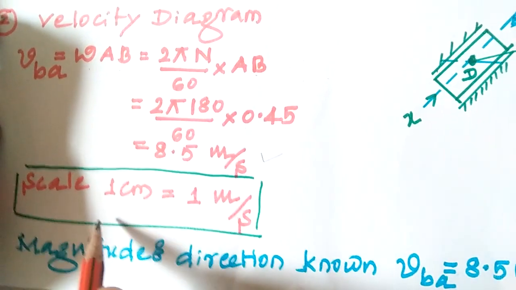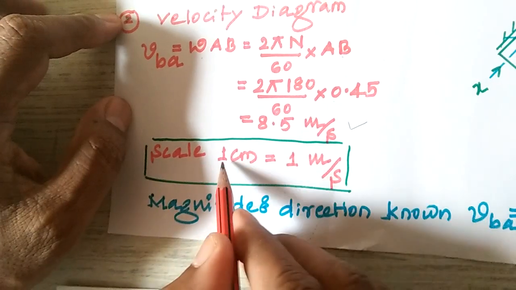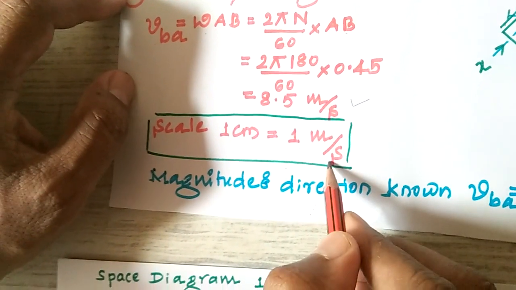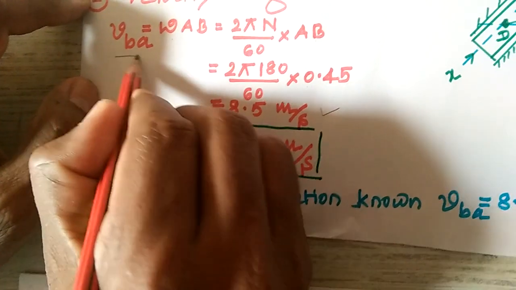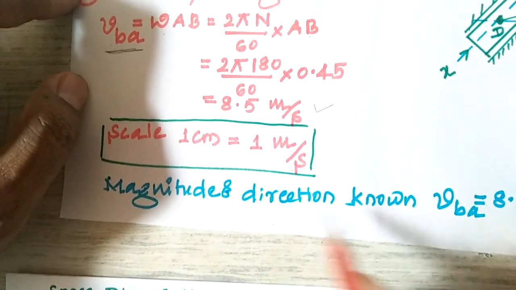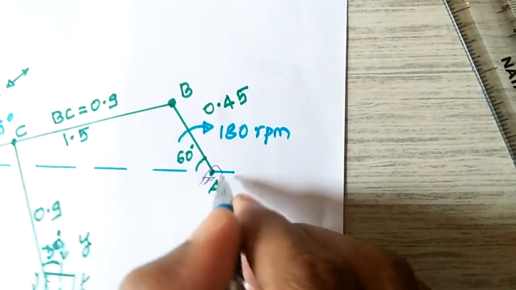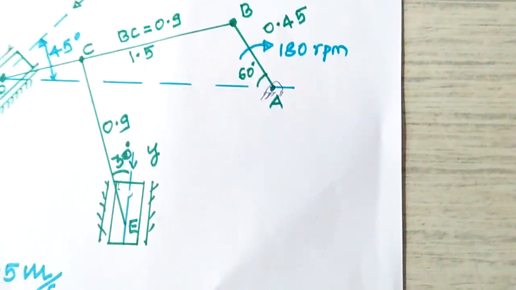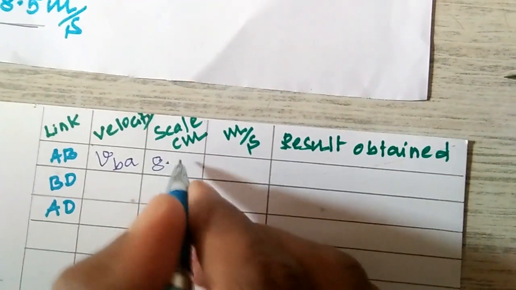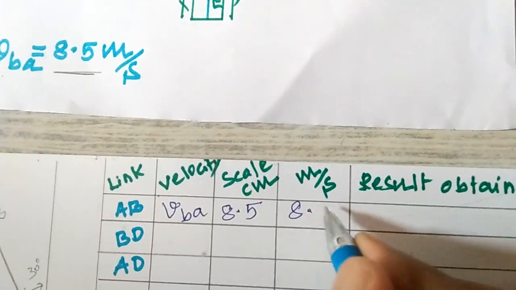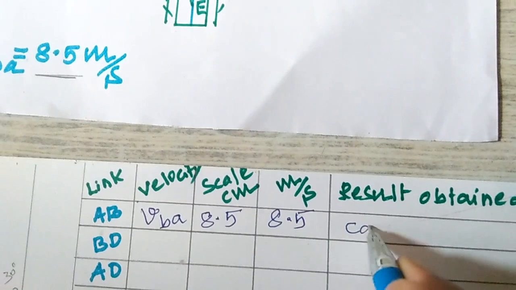Once again, for this velocity diagram you have to take a scale, that is, 1 centimeter equals 1 meter per second. Then using this, velocity of BA, you know the magnitude and also the direction, that is 8.5. That is important. Then I will write it as velocity of B with respect to A, because A is a fixed point. The scale comes as 8.5 centimeter, that is 8.5 meter per second. This you got from the calculation.